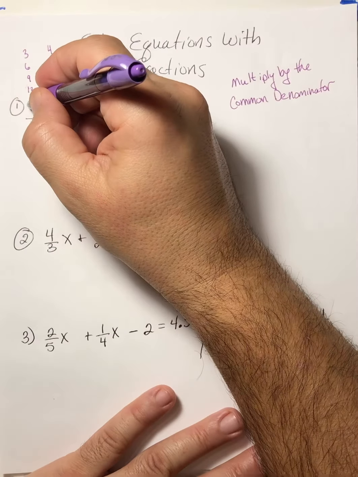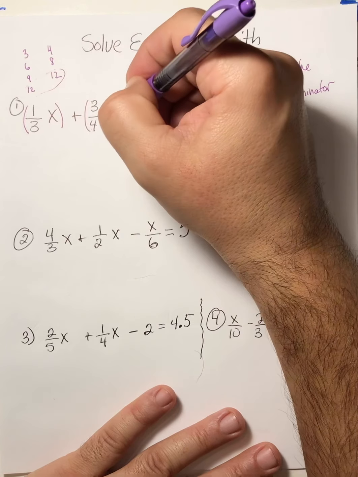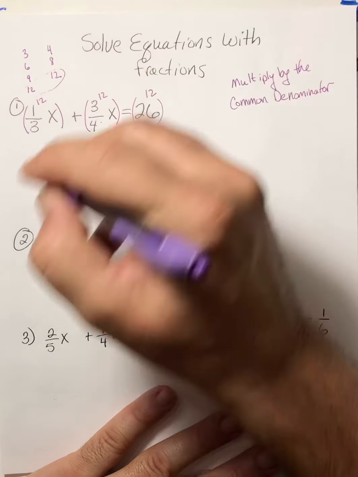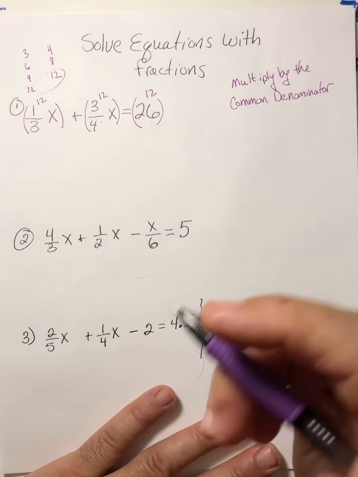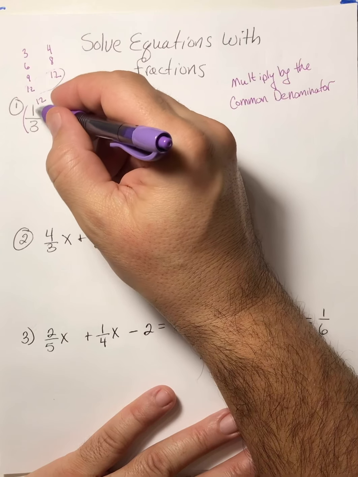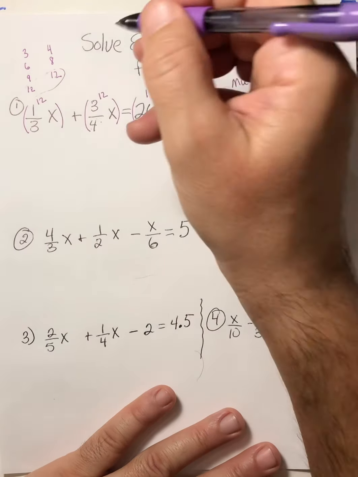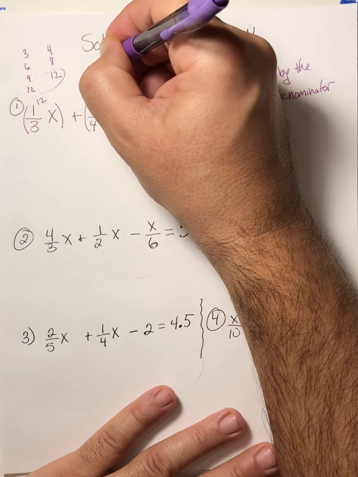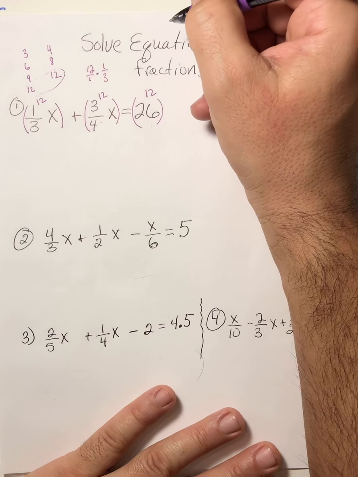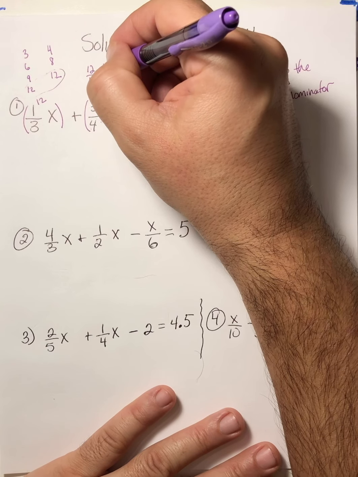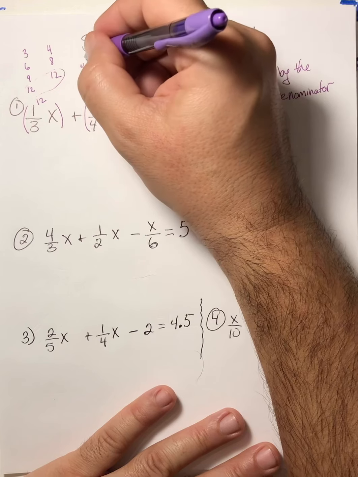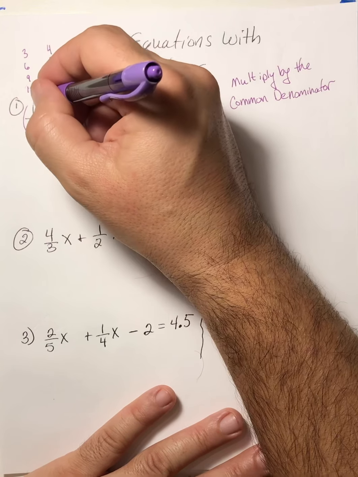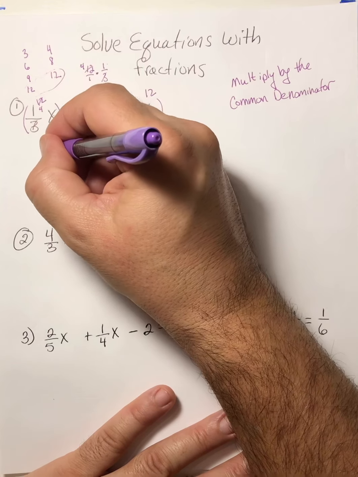So now all I have to do is multiply everything by 12. So now 1/3 times 12. What you literally need to think of is 12 over 1 times 1 over 3. And we can cancel. 3 goes into 12 4 times. So now we're just left with 4 times 1. So we have 1 times 4 times x. We have 4x.